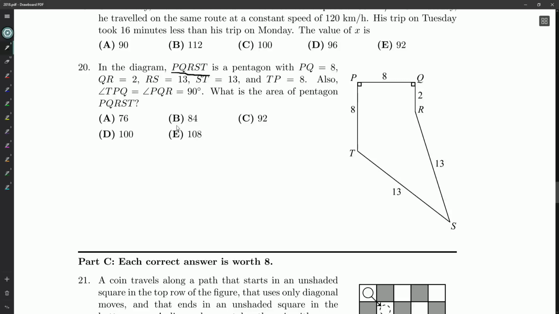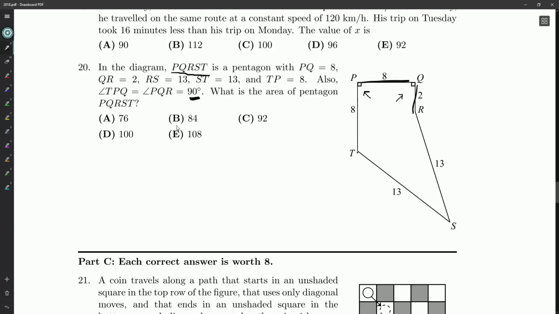PQRST is a pentagon. PQ is 8. I'm also noticing some right angles just looking at the diagram. QR is 2. RS is 13. ST is also 13. And TP is 8. Also, we've got the right angles that they mention. What is the area of the pentagon?